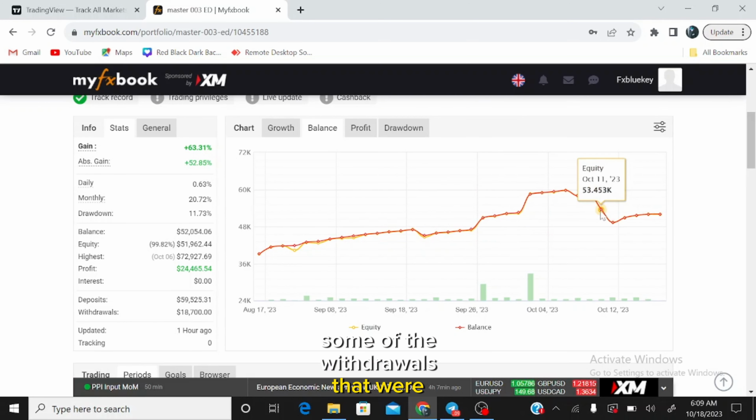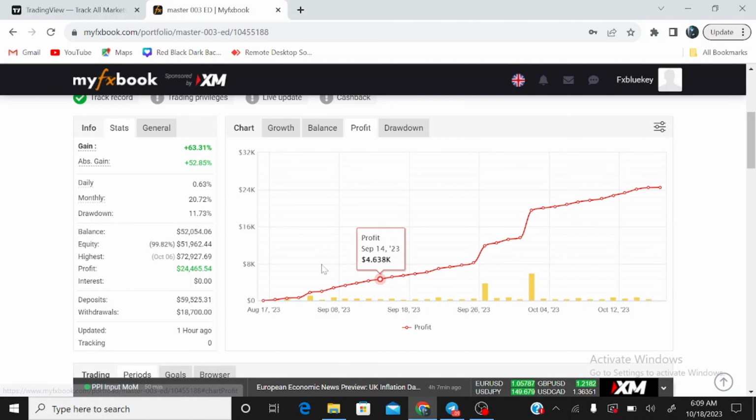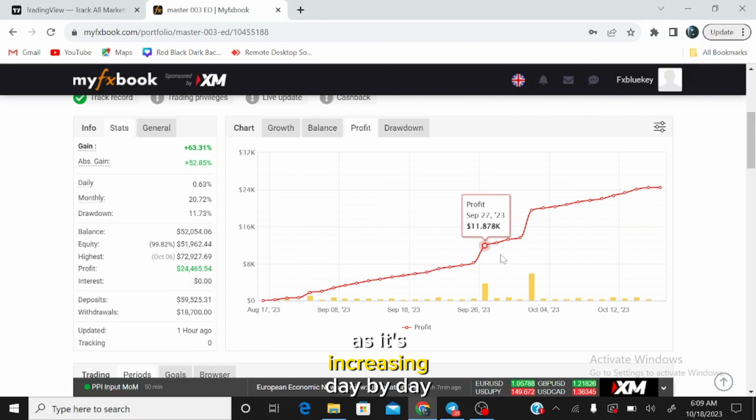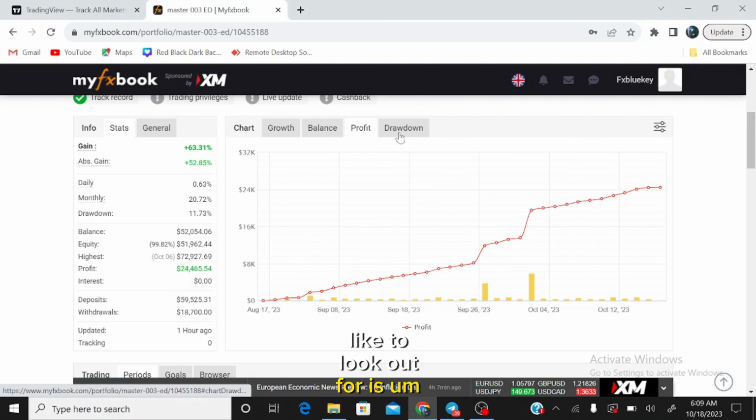Some of the withdrawals that were made, and then let's look at the profits as well. The profits chart, look at how it's growing every day, right? So when I tell you guys that we're making profit every single day, this is what I actually mean, because you can see all the profit points as it's increasing day by day, right? And then one of the most important things that we like to look out for is the drawdown, right?